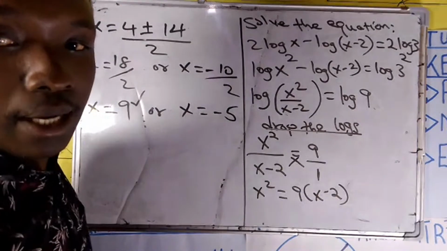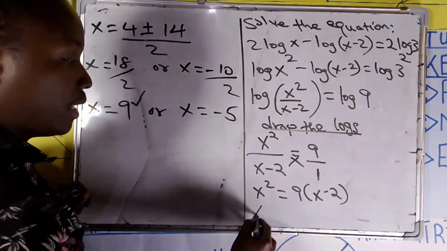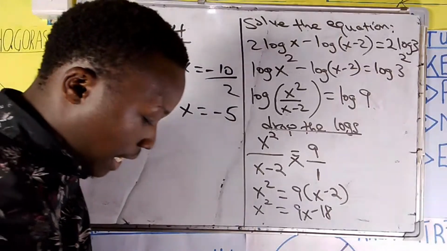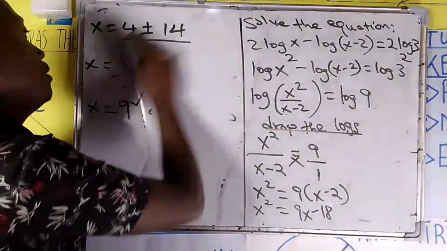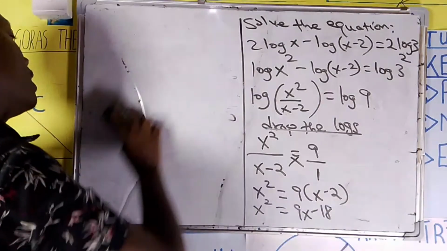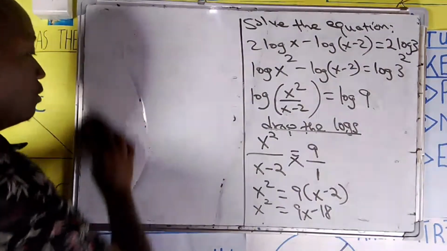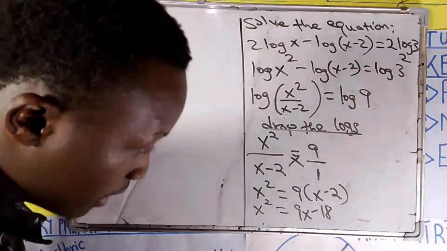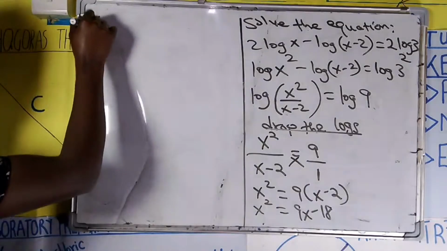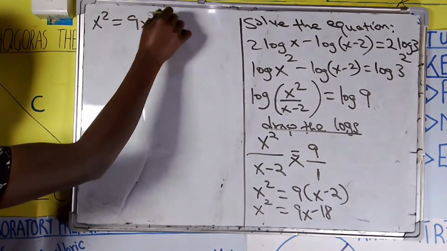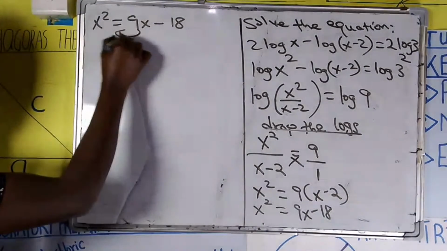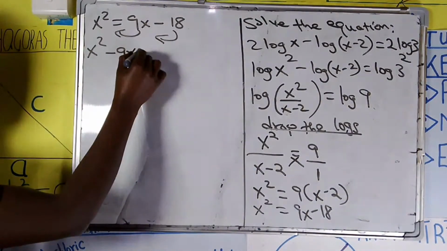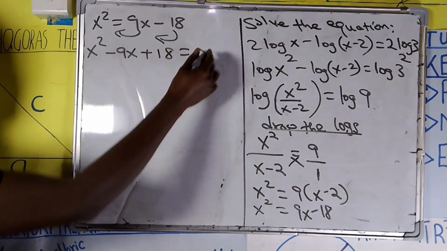So when we open our brackets, we will get x squared is equal to 9x minus 18. That also has formed a quadratic equation. That is just by coincidence. Si kusema zote zinafaa ziform quadratic. So x squared is equal to 9x minus 18. Tutazileta na huku ikue x squared minus 9x plus 18 is equal to 0.